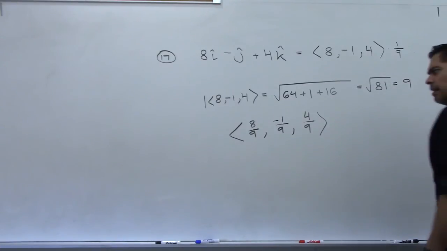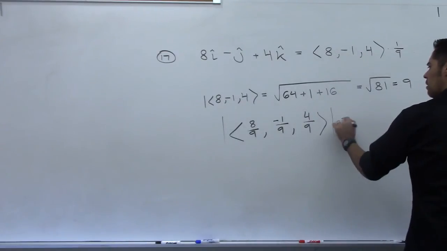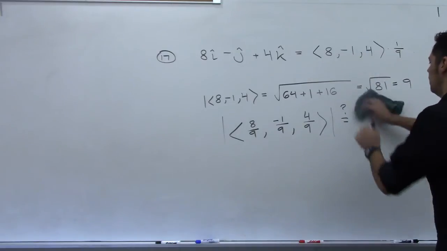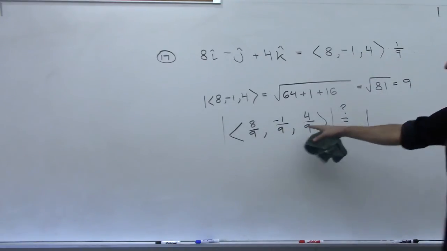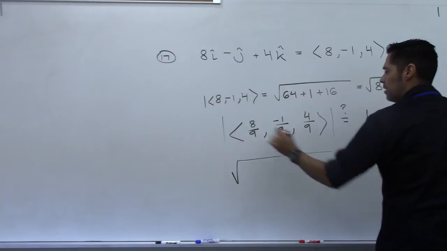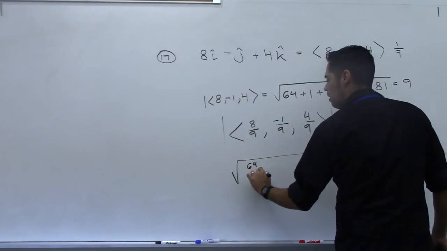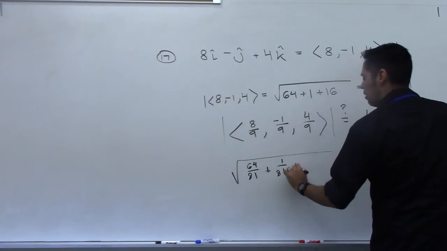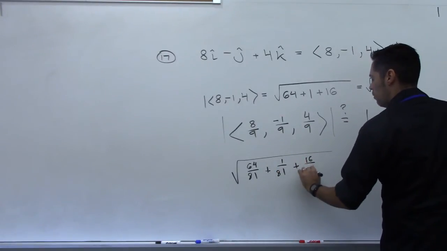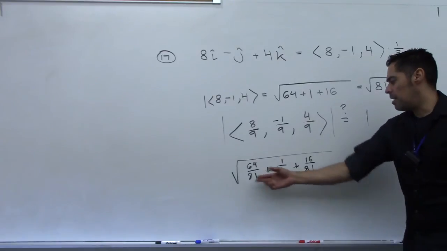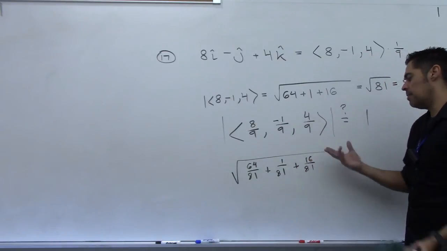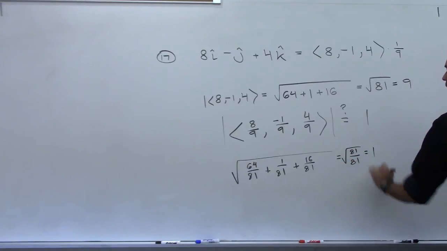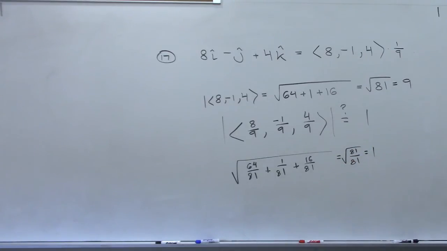Should we check it? Yeah, let's check it real quick. Is the length of this 1? If I asked you to find the length of that, you would say, what's the square root of each component squared? So 64 over 81 plus 1 over 81 plus 16 over 81. And all have the same denominator, put them together. The numerators add up to be 81. So you get root 81 over 81, which is 1. So it does work.